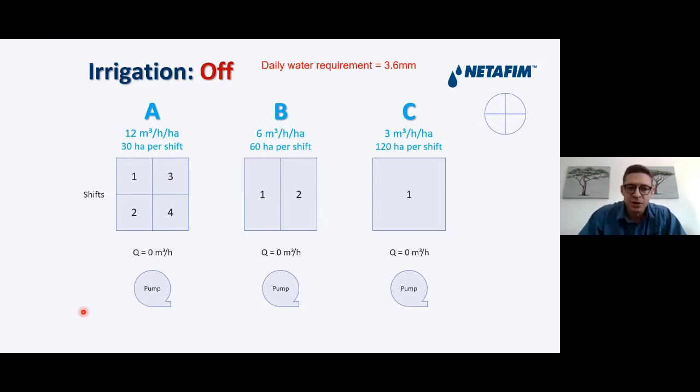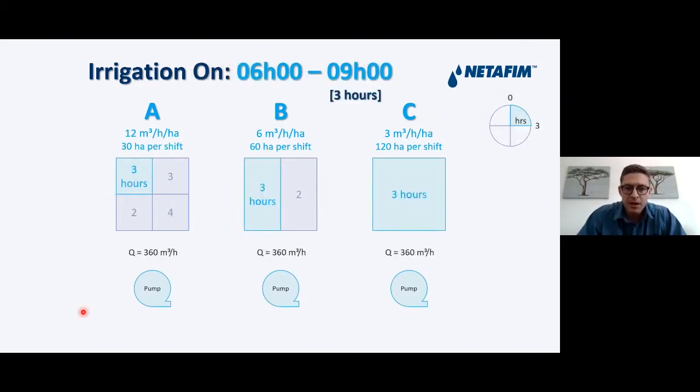If we start switching on the pumps, we can see that on farm A, on all 3 farms, we are in shift number 1 at this stage. And it's important to notice that we have the same size pump on all 3 farms as well.